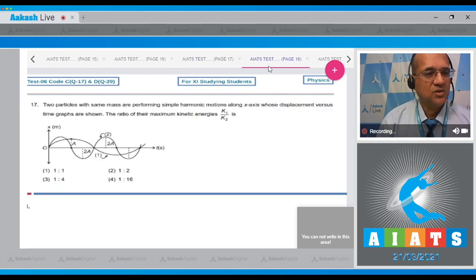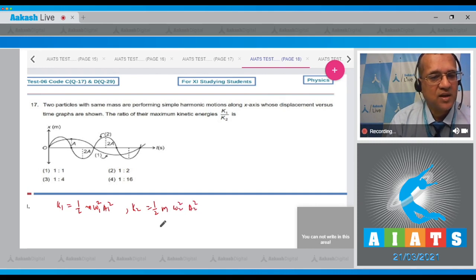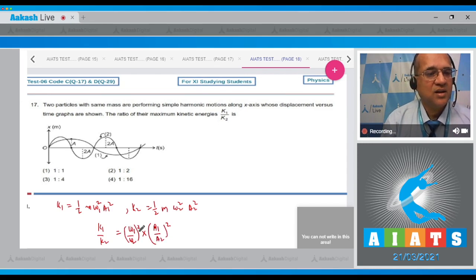Question number 17: two particles with the same masses are performing simple harmonic motion along the x-axis, and the displacement versus time graphs are shown. Find the ratio of their maximum kinetic energy. See, the formula for kinetic energy is 1 by 2 m omega square a square, and for the second mass, which is the same, omega 2 square a2 square. Now for the ratio k1 by k2, when you divide, this becomes omega 1 by omega 2 whole square and a1 by a2 whole square, and we'll find these values from the graph.